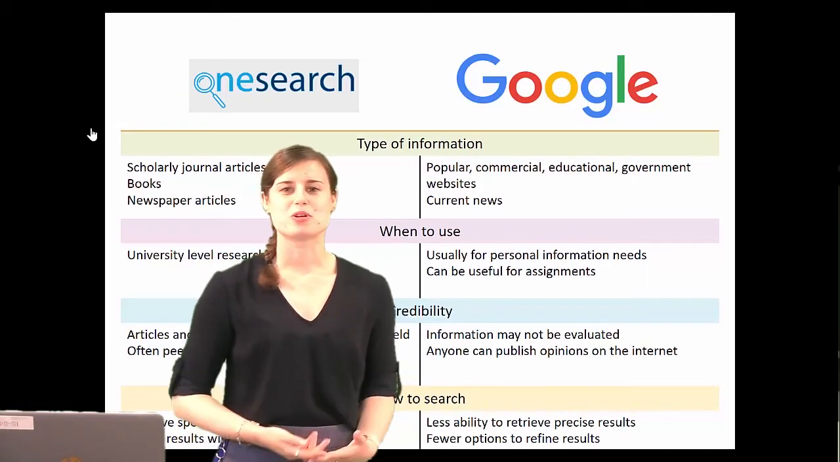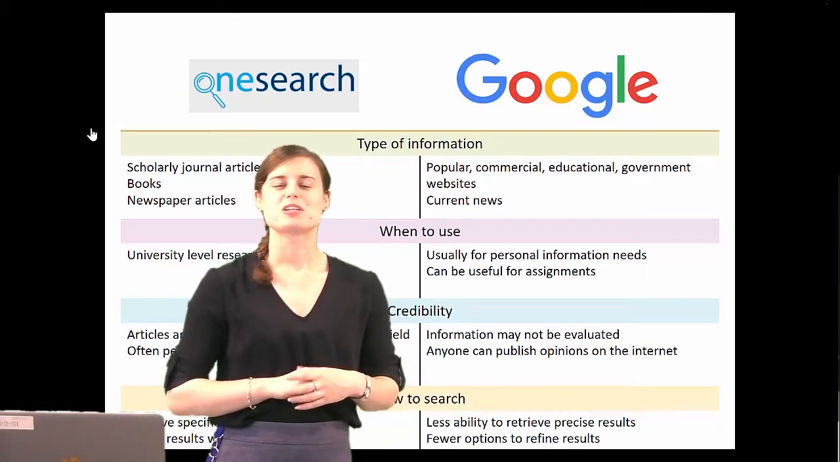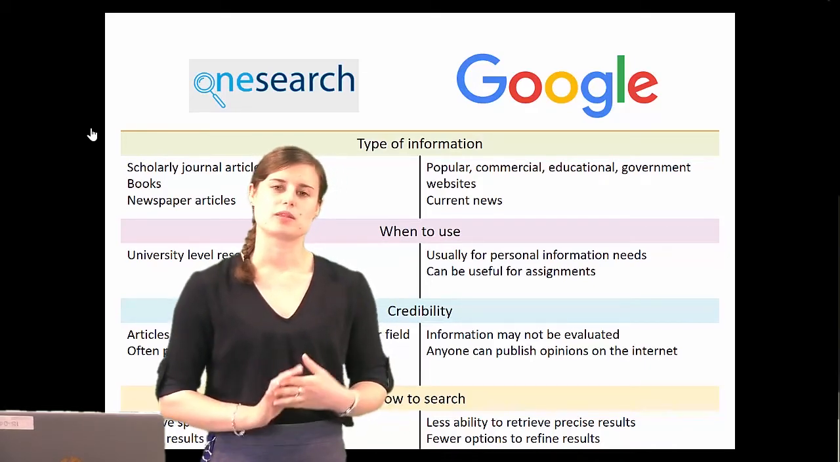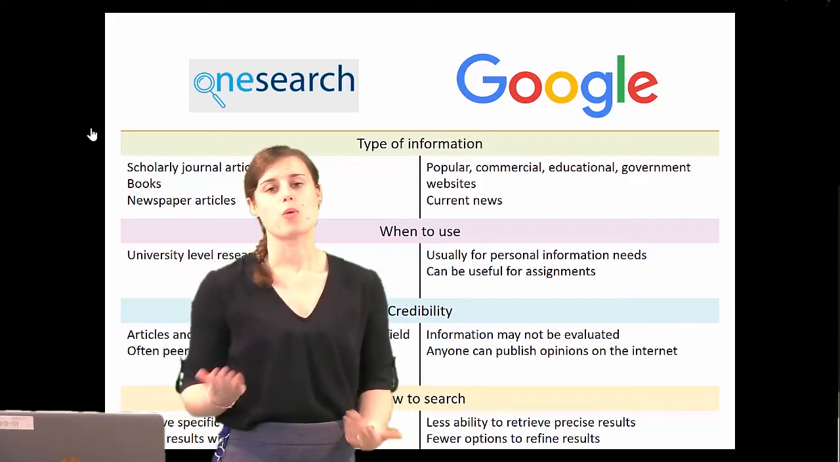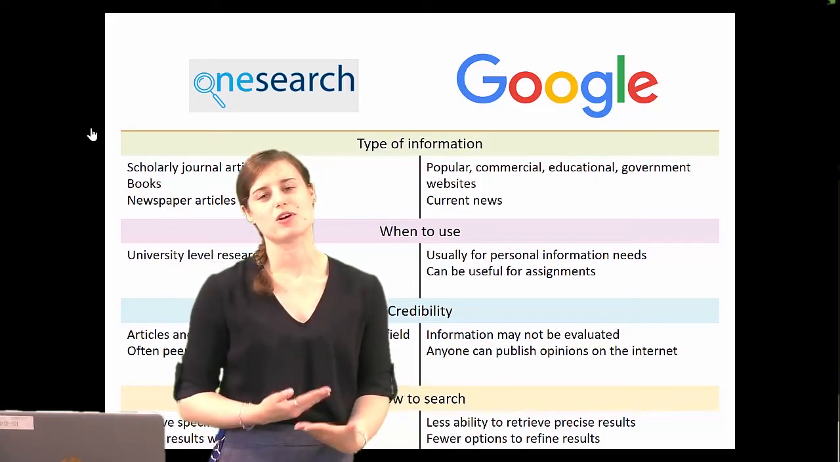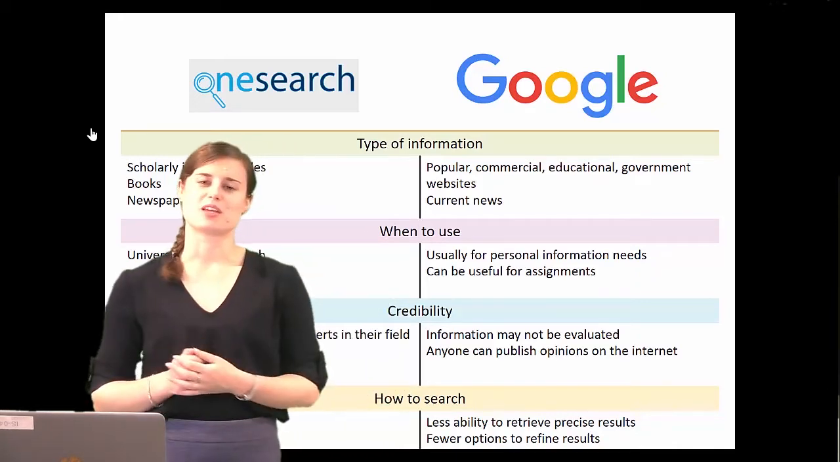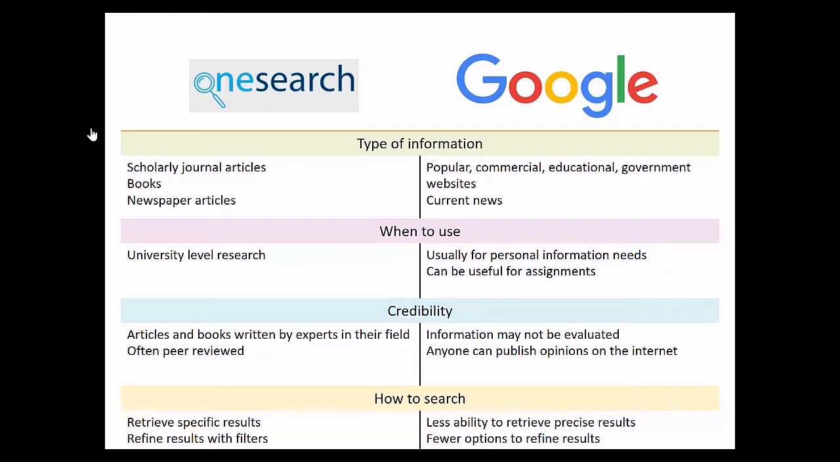Of course, we know that everybody uses Google. And while Google is extremely helpful for some things, let's talk about the differences between the library's OneSearch and Google and why OneSearch will be so important to you for finding information for assignments. So as you can see from the explanation that we have on this slide, the kinds of information you find through OneSearch are different. So OneSearch searches for mostly scholarly information. So higher quality information written by experts and academics. Things like books and journal articles.